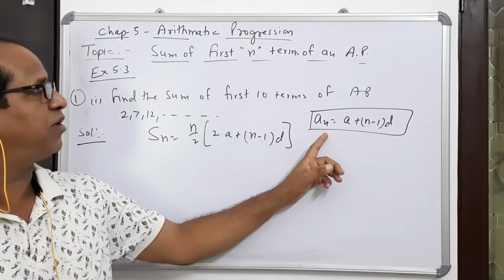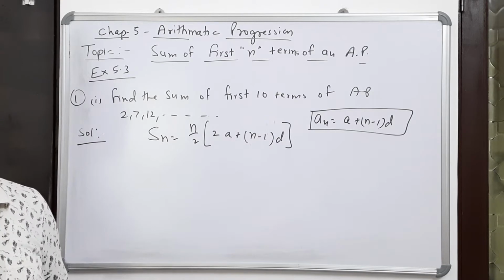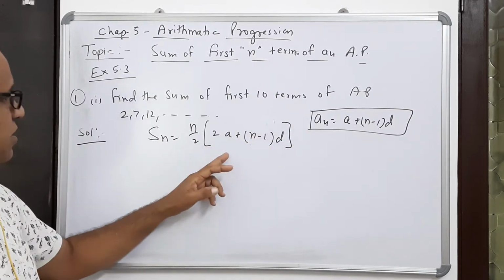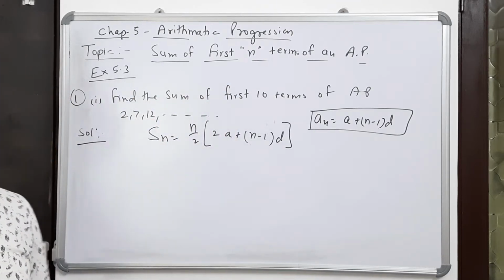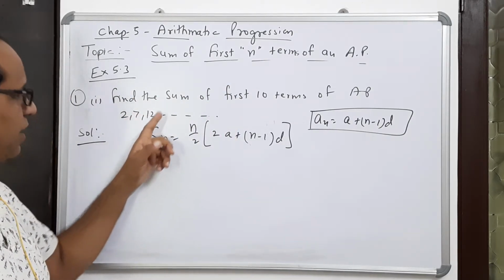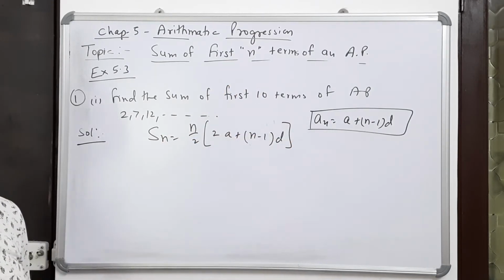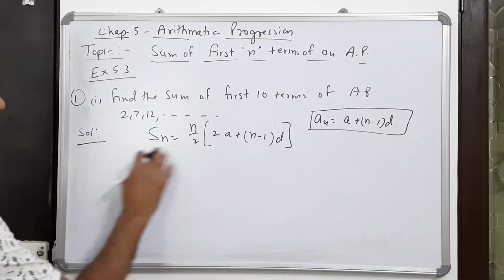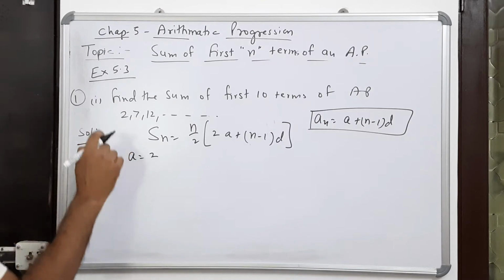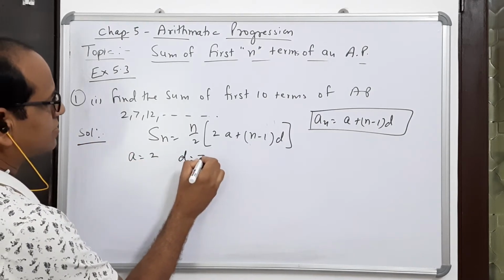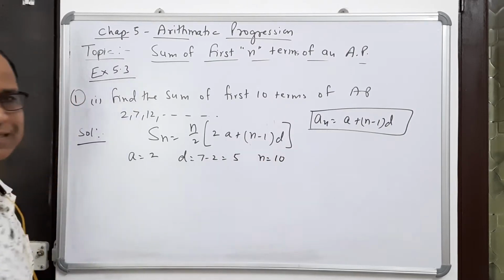Now with the help of the formula for an, we are able to find the 10th term, that is, the number at the 10th serial number. And with the help of this formula we will be able to find the sum of all the first 10 terms, that is 2 plus 7 plus 12 plus 17 and so on. So by using this formula, the value of a, as we have already read, is 2. The value of d is 7 minus 2, that is 5, and the value of n is 10.